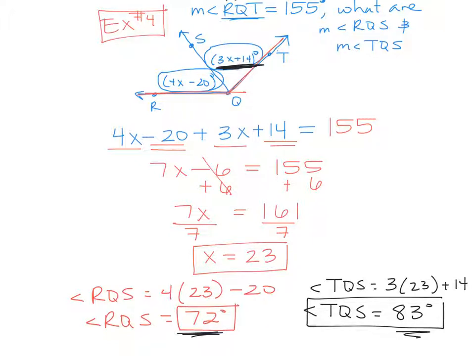So not a lot of new ideas today. It's really taking segment addition postulate and applying it to angles, which we learned on Friday. And then acute, obtuse, right, straight is stuff that I think you've seen before. Hopefully you've seen before.